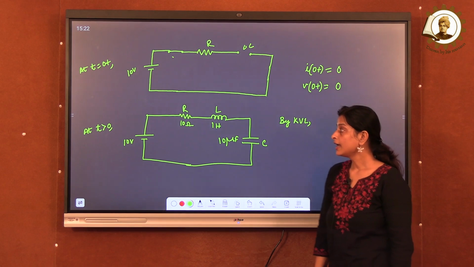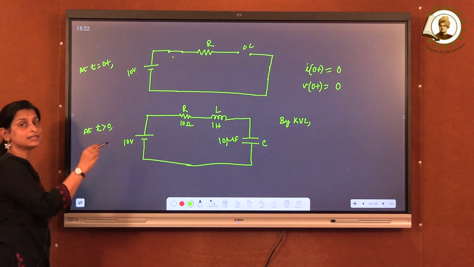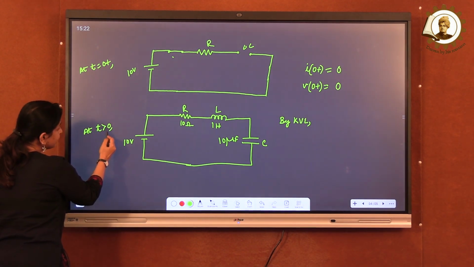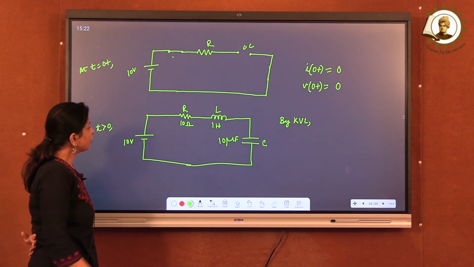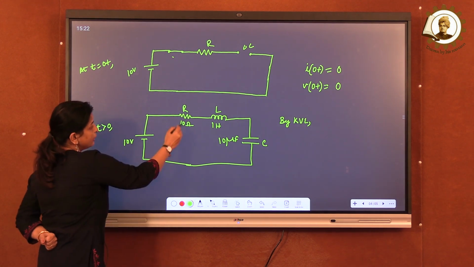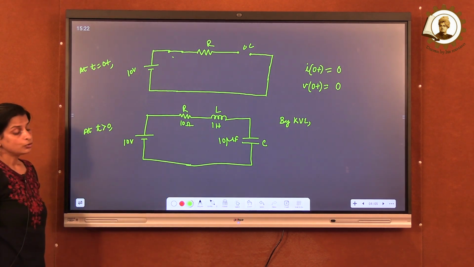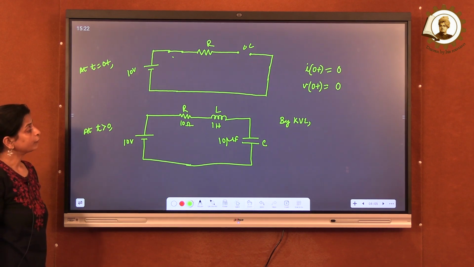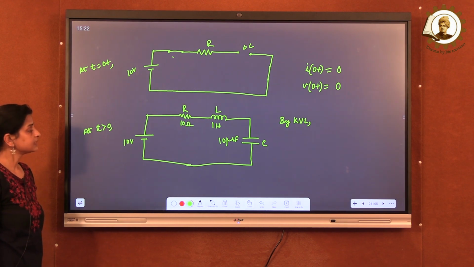Now we have to find the steady state, because steady state means t equal to 0 plus to infinity, the time instant. So for t greater than 0, we can redraw the circuit like this one. For t greater than 0, the switch will remain closed. We have a resistor in our circuit, we have an inductor, and we have a capacitor. The values are given by 10 ohm, 1 Henry for inductor, and for capacitor it is 10 microfarad. The applied source voltage is 10 volt.